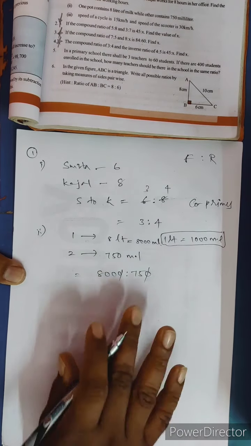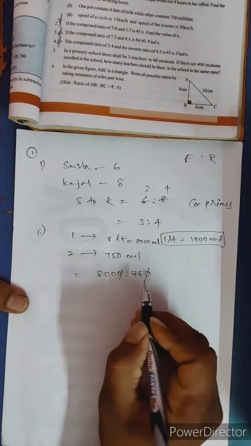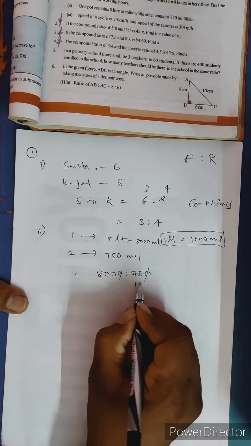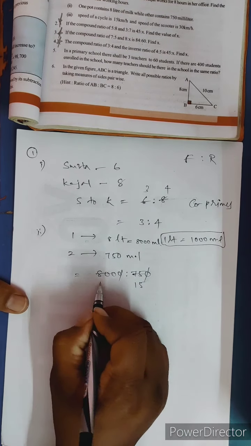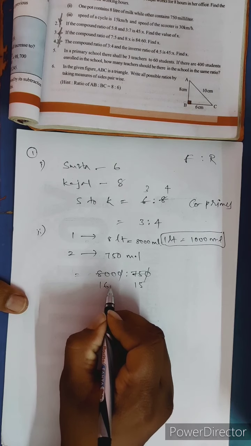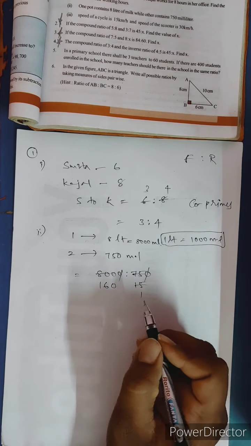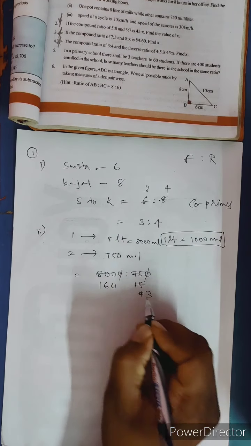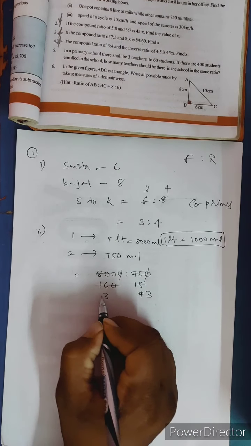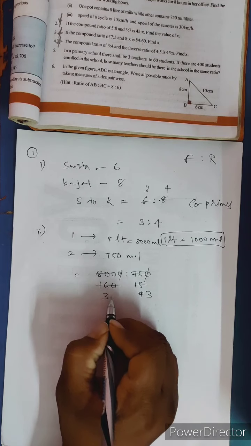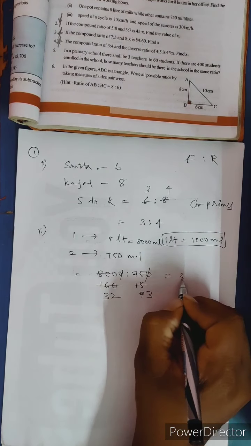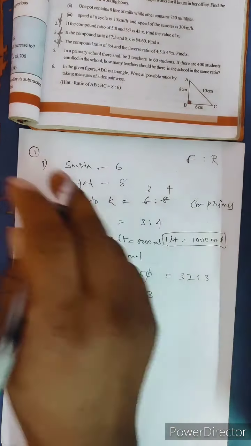0 0 get cancelled. Now 5 1 is 5, 2 5 5 are 25. 5 1 is 5, 5 6 are 30. 0. 15 1 is 15. 5 3 are 15. 1 5 2 are 10. 32 is to 3. That is their ratio.